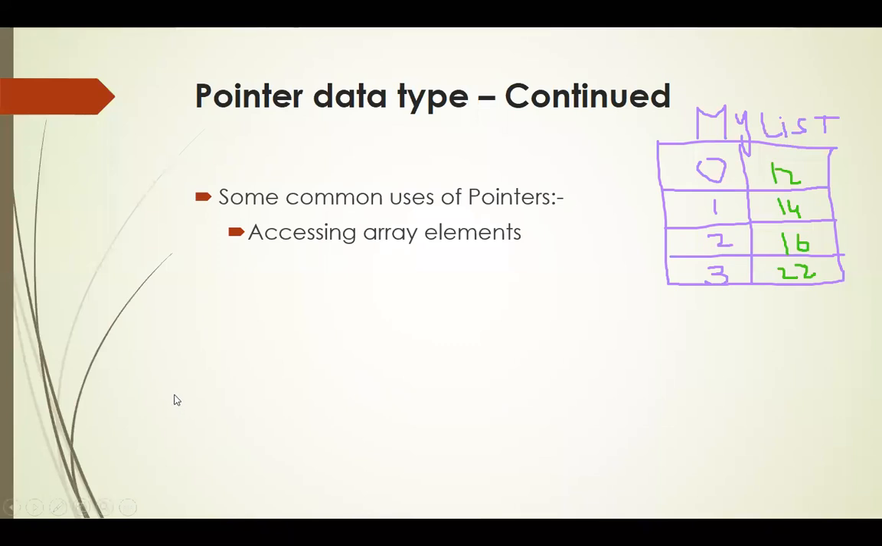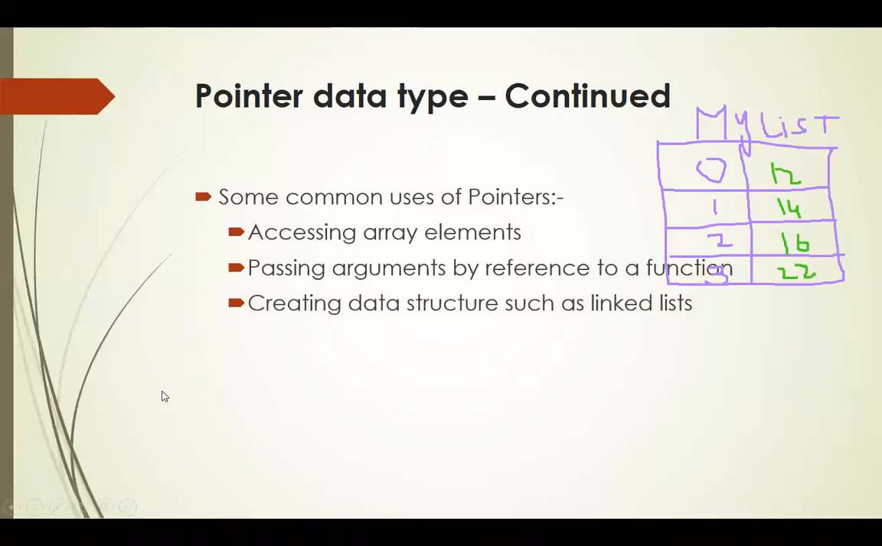So the first and the common use that you have done is getting the array elements, then passing arguments by reference to a function. Remember when you used to pass a parameter by ref, you are passing a whole variable to a function and that function has the right access to that variable and it can update the value in that variable. When you are doing that, actually you are using the pointers, and creating data structures such as linked list. A linked list is a data structure in which each node is pointing to the next node.